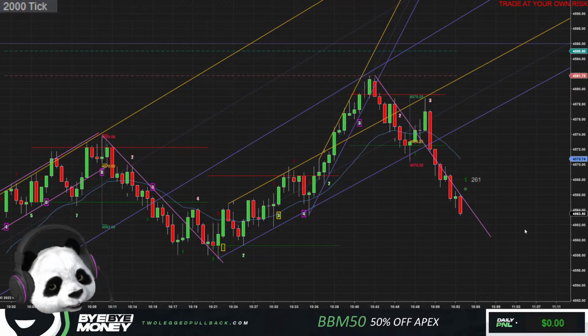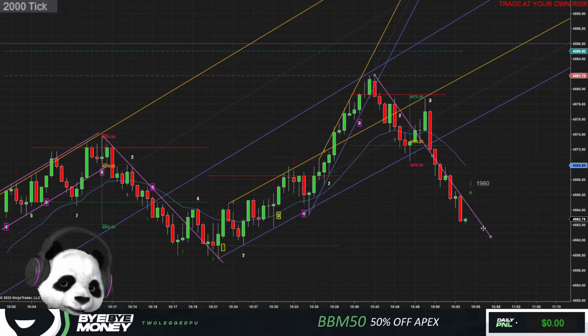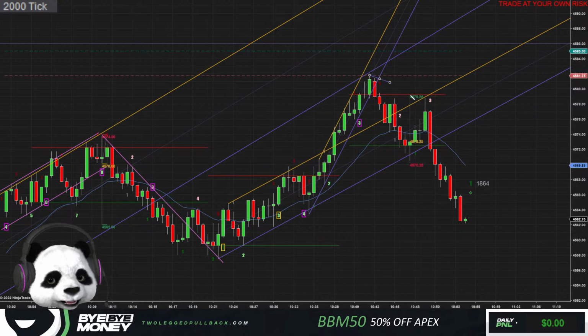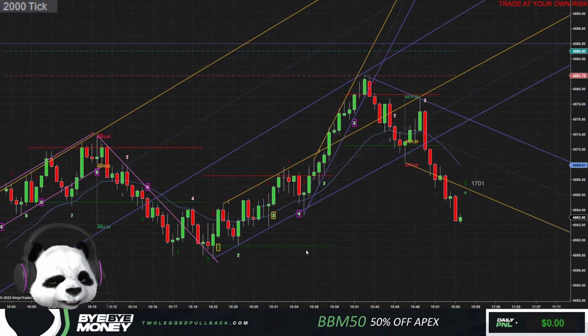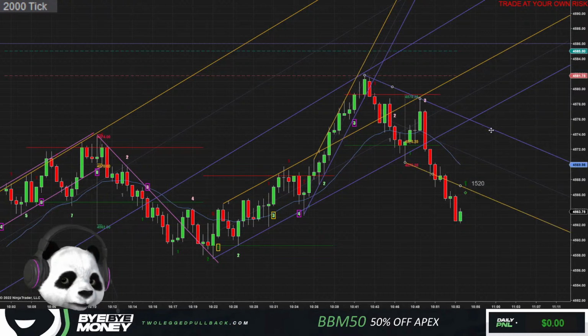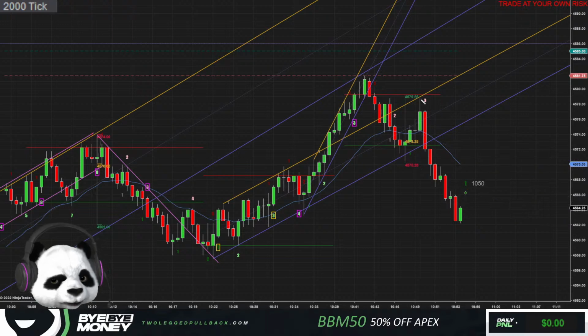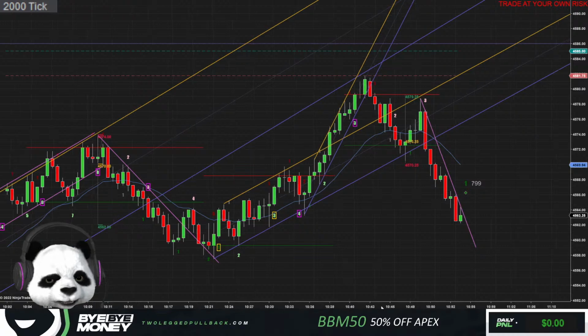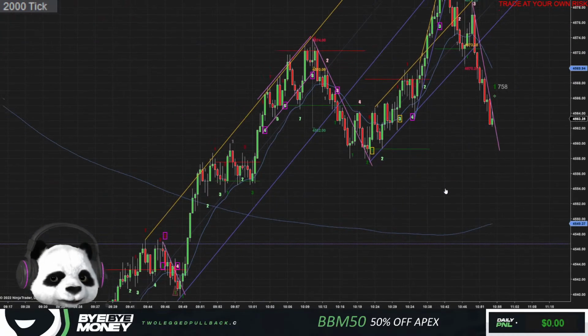I look for a two-legged pullback, maybe to the downside, because this is looking like a downtrend now. This is unusual. We shouldn't be seeing that, especially in a strong uptrend. Something's happening. The market cycle is starting to look different. Could turn into a trading range at some point.